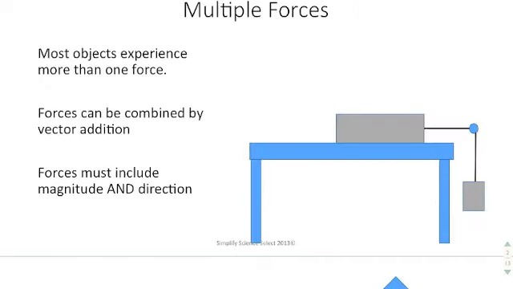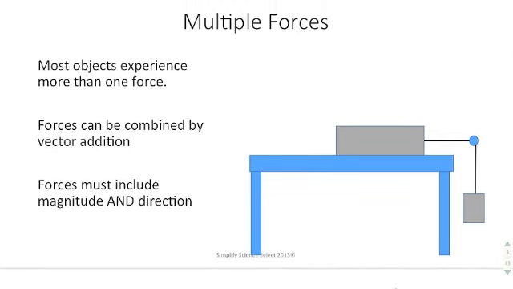So, multiple forces. First things first, you have multiple forces. It says most objects experience more than one force. If you have a situation like this, like we had in the lab, you can look at it and say, okay, this box right here is experiencing a force. Gravity is trying to pull it down. Now it doesn't actually move down, so there must be another force that's counteracting this gravitational force. But in addition to that, you also have a force that's pulling it to the right. And that is this block right here, hanging here, and the pulley is pulling it to the side. So most objects experience more than one force.